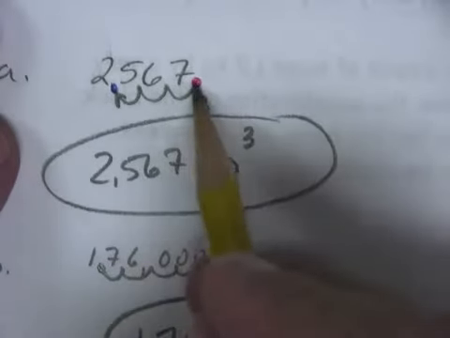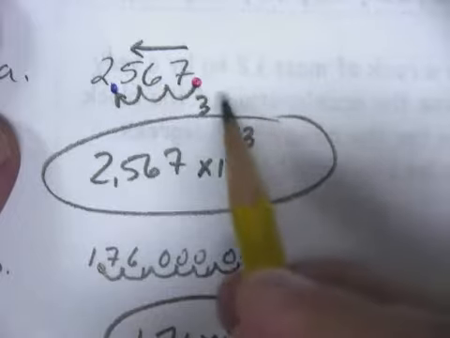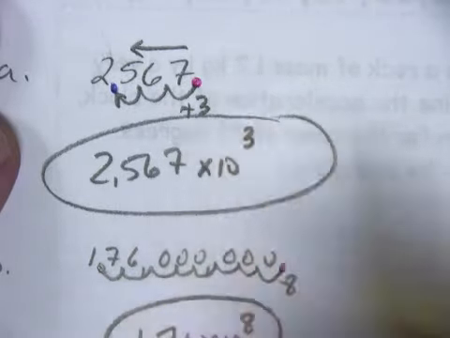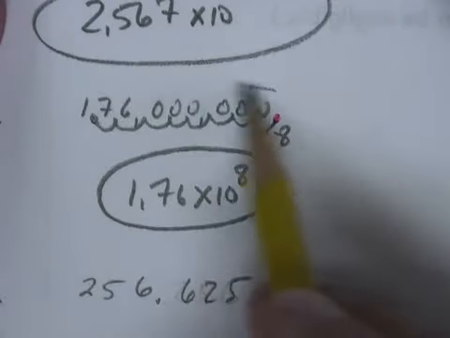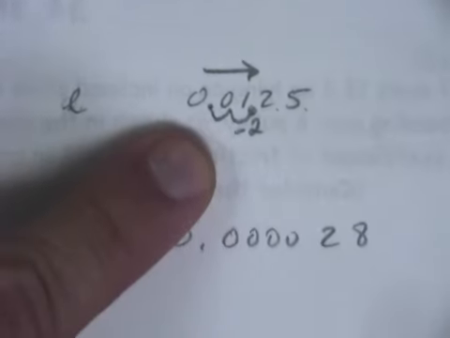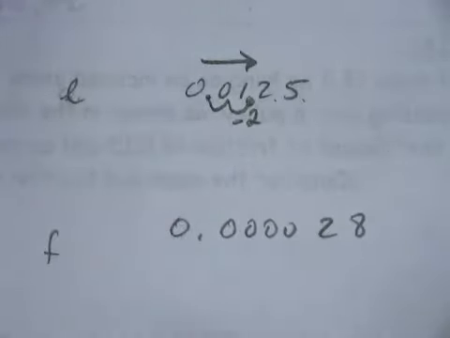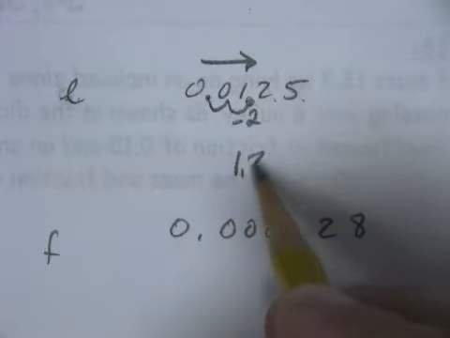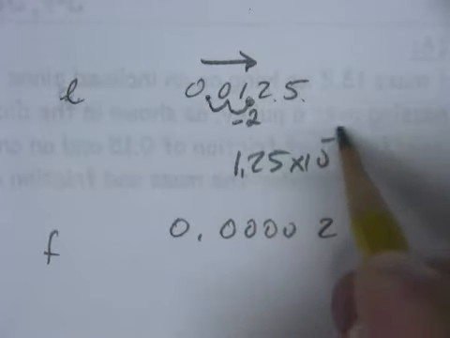Look at these over here that I just did. Where was it at? Here it is. It was at the red, now it's at the blue. I moved to the left. If I move to the left, it's positive. Look at this one. Moved it to the left. It's positive. If I move it to the right, then I want to make that number that I move negative. So my new answer is going to be 1.25 times 10 to the minus 2.